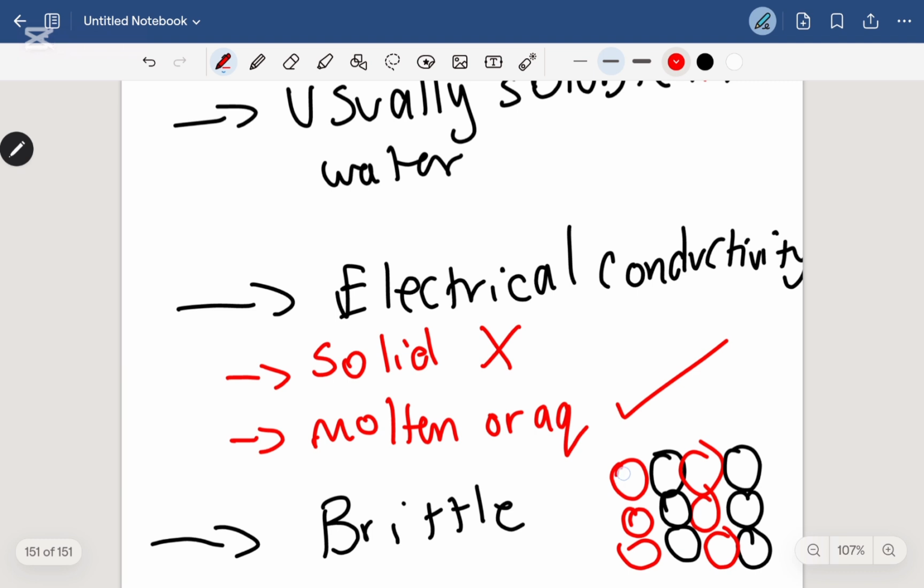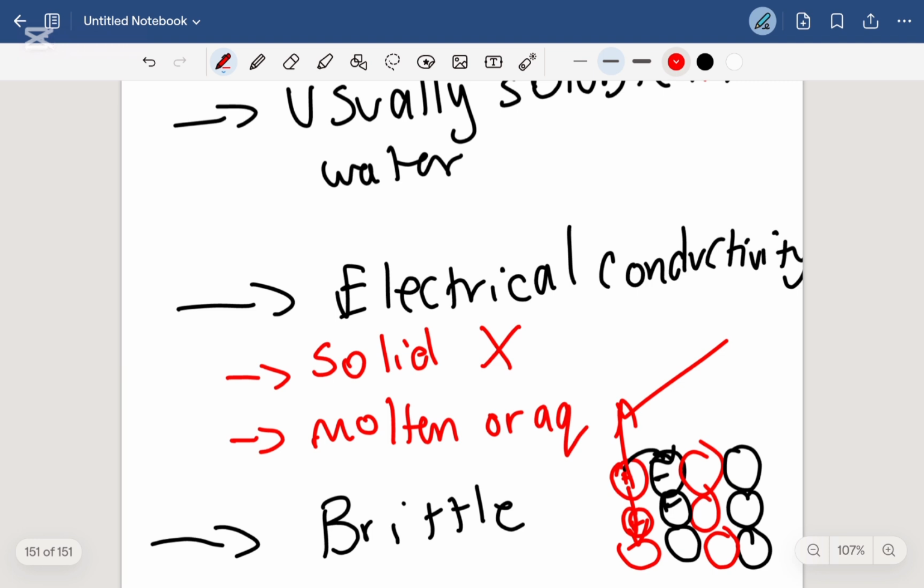Now let's say the red is positive and the black is negative, okay? Now what's gonna happen is we know that positive and negative attract each other. Whereas if you notice here, this is also positive and this is negative. So between the layers, there's gonna be a force of repulsion that causes them to break easily. That means they are brittle because there is a force of repulsion in between the layers.